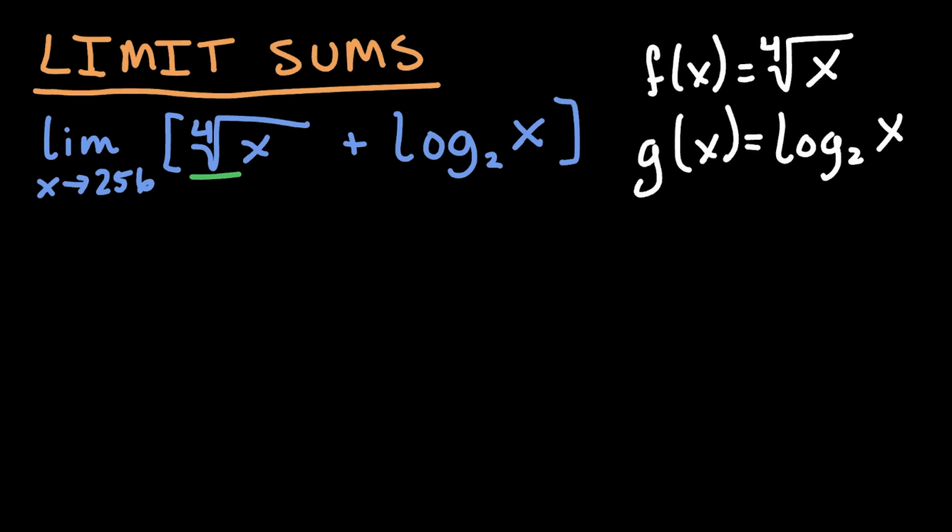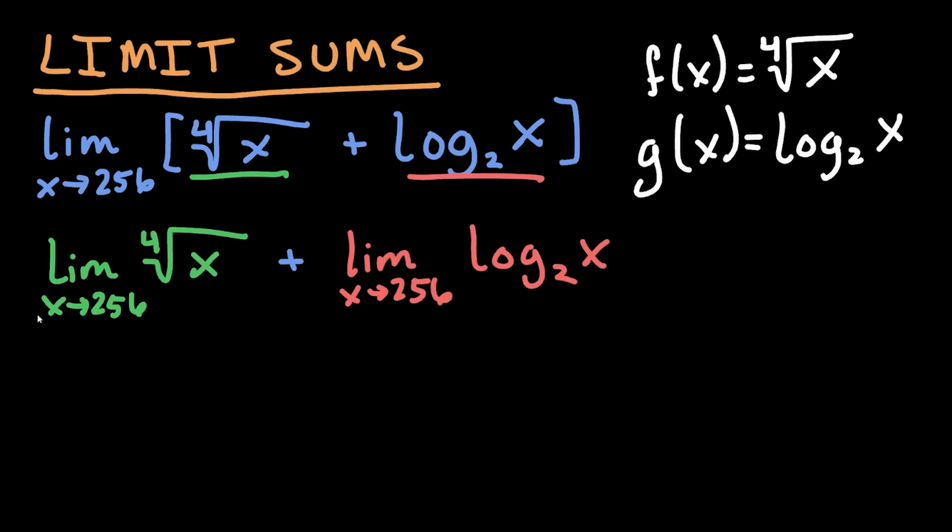So now that we've identified our functions, let's go ahead and break the limit up. This one's a little bit easier because not only is x approaching a finite number, are there any places where a denominator can be 0 or we're taking the log of a negative number? Absolutely not. What that means is that we can literally just substitute 256 for x.